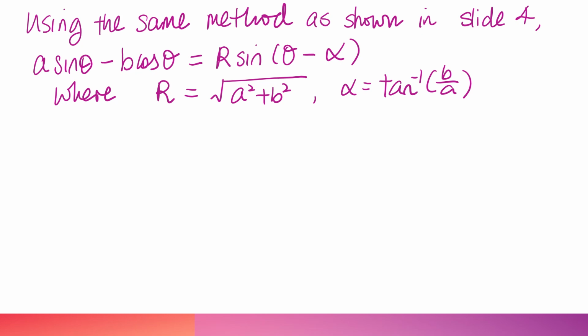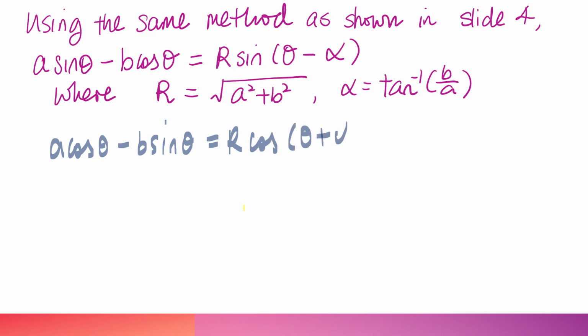Right, so sometimes the expressions can be expressed in the form A cosine theta instead. A cosine theta minus B sine theta. Right, so in this case here, then R formula will be R cosine bracket theta plus alpha. Why is it plus alpha? Because it follows your addition formulae that you've learned early on.